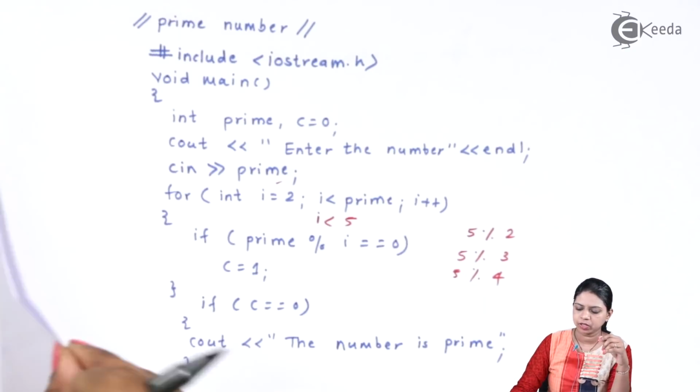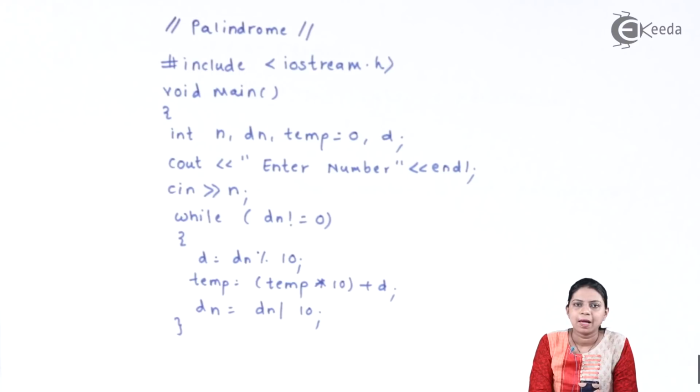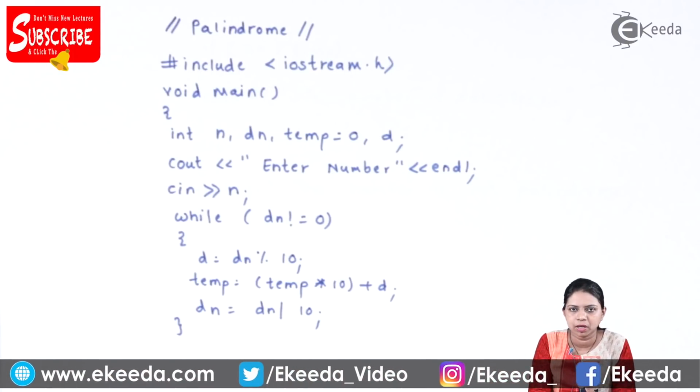Now the next program is to check whether a number is palindrome or not. First we need to understand what is meant by a palindrome. Palindrome means if you reverse the number and you get the original number, then we treat that number as a palindrome number. For example, 11.